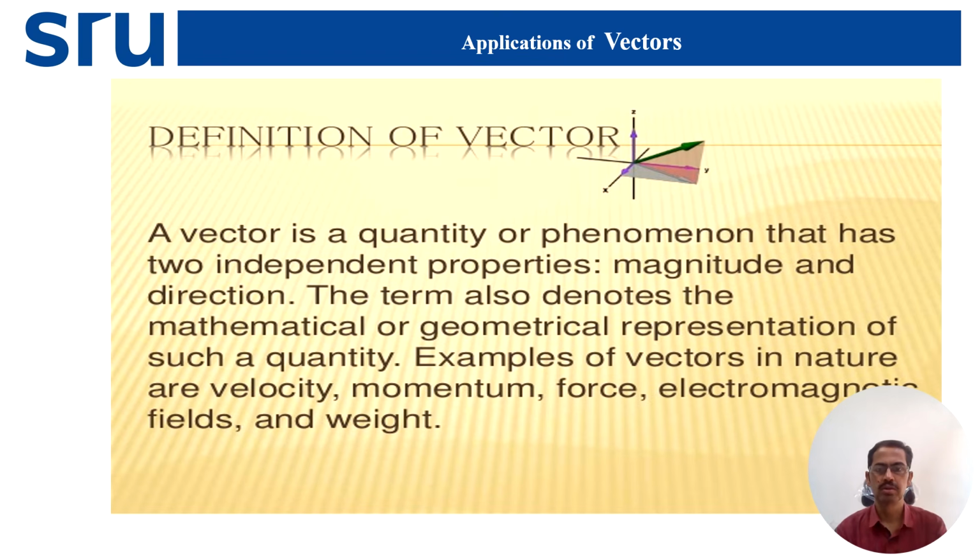Next is vector. So one more definition, or some different types of definitions. A vector is a quantity or phenomenon that has two independent properties, magnitude and direction. Independent: there is no dependency between magnitude and direction. The term also denotes the mathematical or geometrical representation of such a quantity. Right? Examples of vectors in nature are velocity, momentum, force, electromagnetic fields, and weight. These are some examples. Right? It's one more definition of vector.